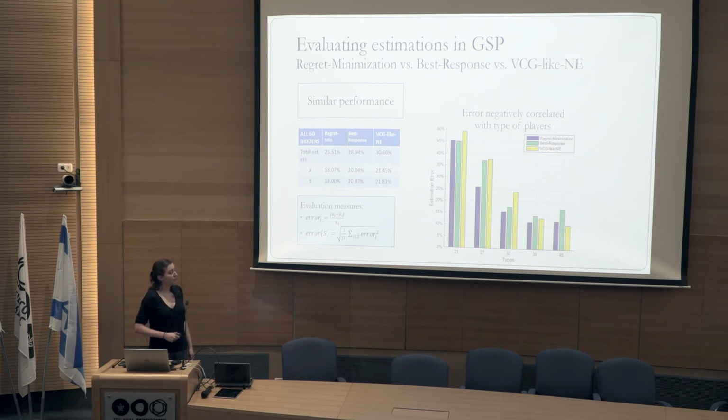And looking according to the 5 types of players, we see the same pattern of error. The regret minimization, but also the other two methods, performed much better in estimating values for the higher type players, but had very high error on the lower type players. Again, we see a strong negative correlation between the error and the type.